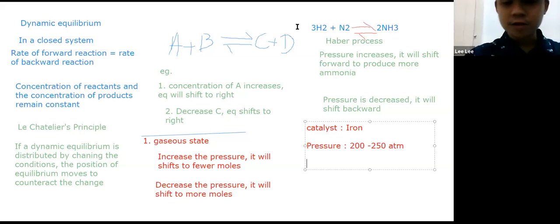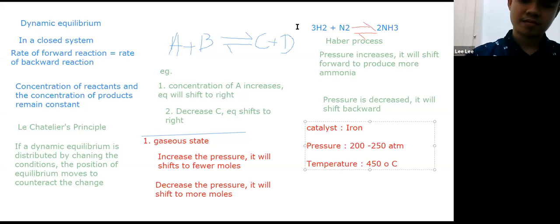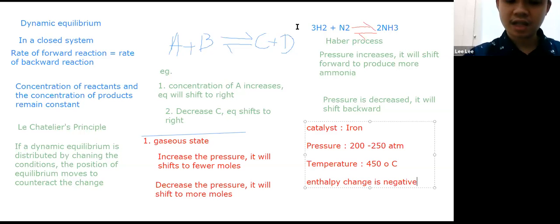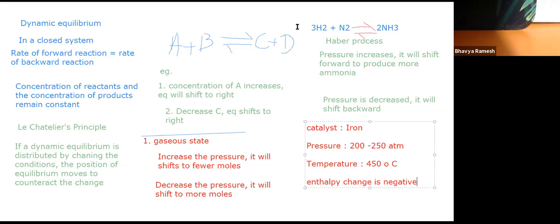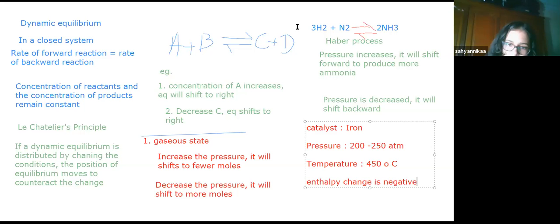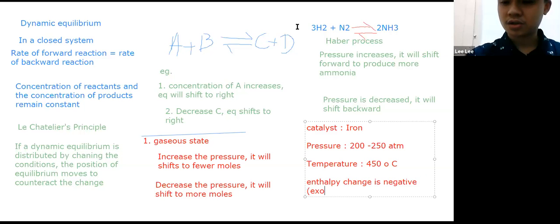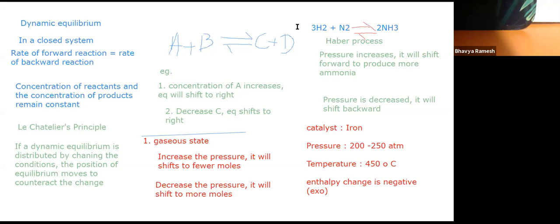And then the temperature is at 450 degrees Celsius, or maybe your teacher says 400 Celsius is also okay. But something right here is the enthalpy change is negative. So if the enthalpy change is negative, is it exo or endo? It's exo. So anything you feel weird until here?